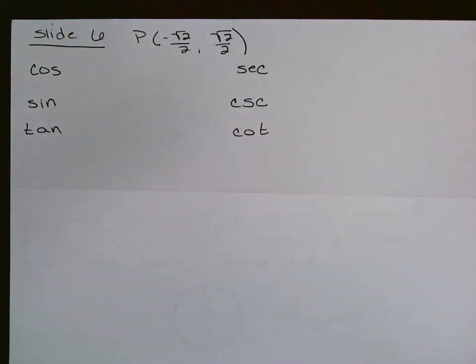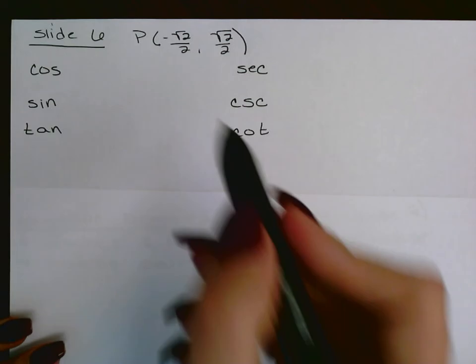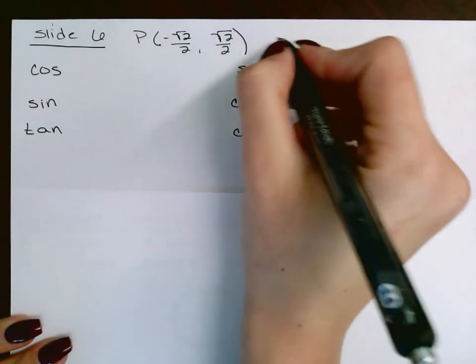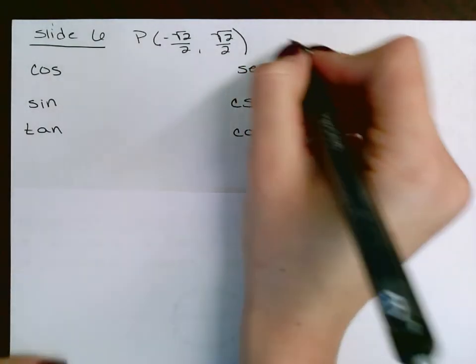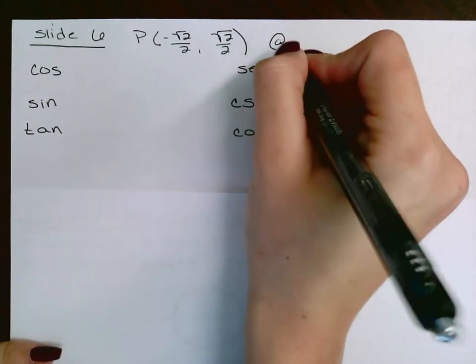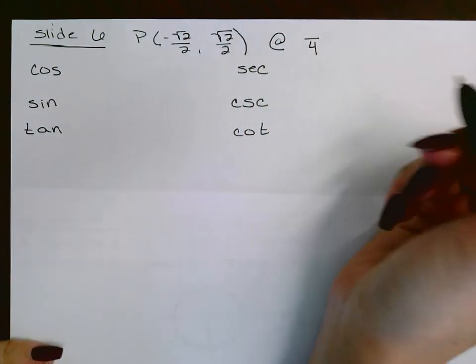All right, so the question on slide 6 gives you this ordered pair, and it asks you to solve for the 6 trig functions. So the first question you need to ask yourself is, when in the unit circle does the ordered pair have the exact same value? Not necessarily paying attention to the sign. And that's any time that the denominator is 4.